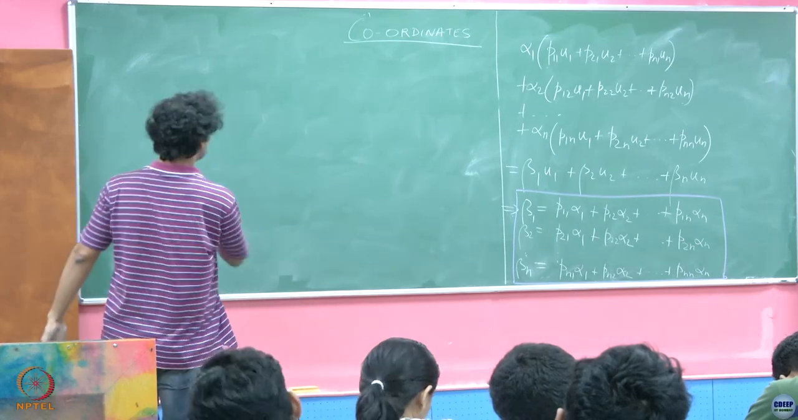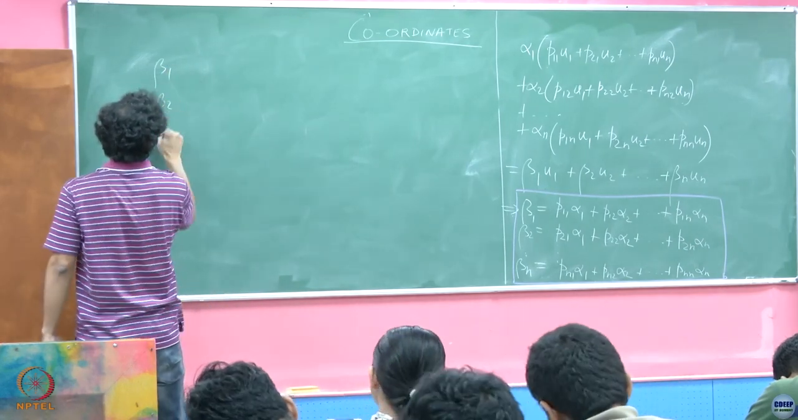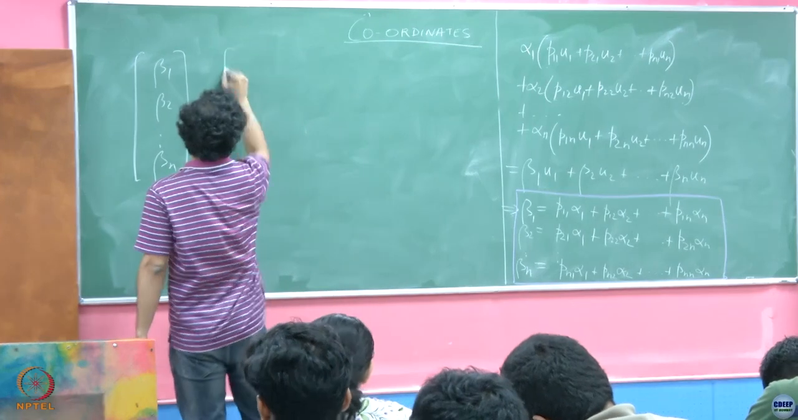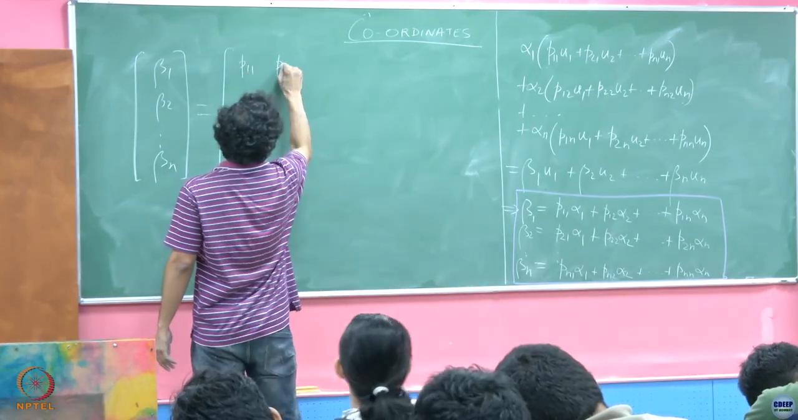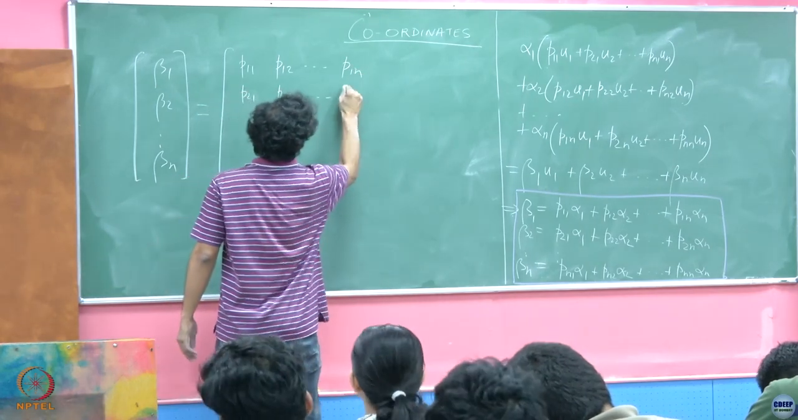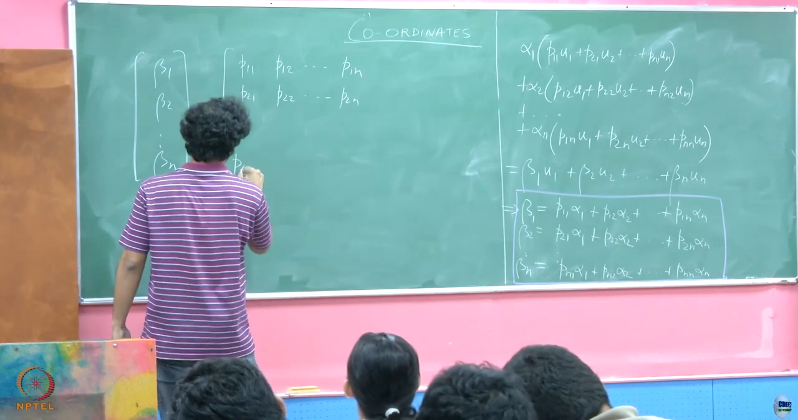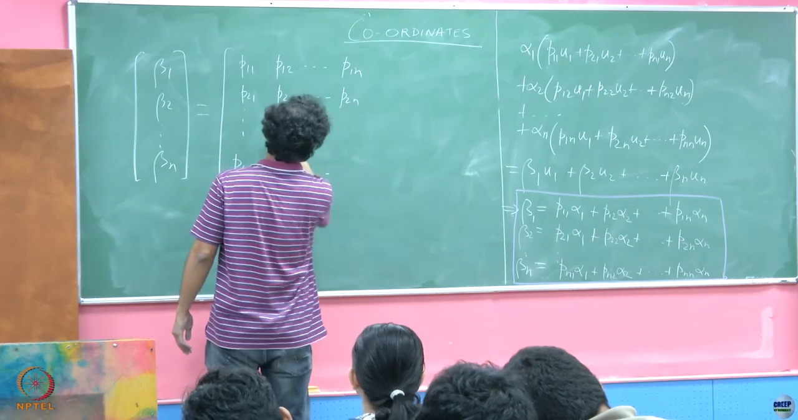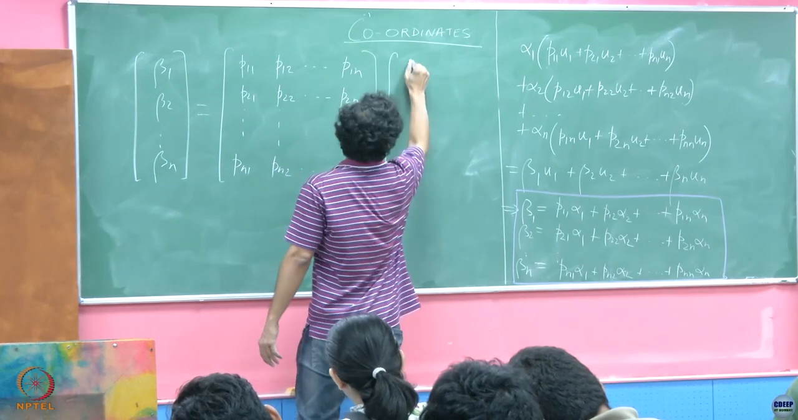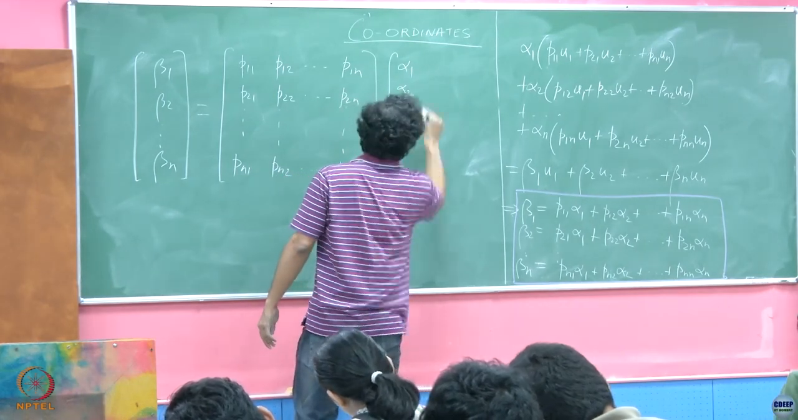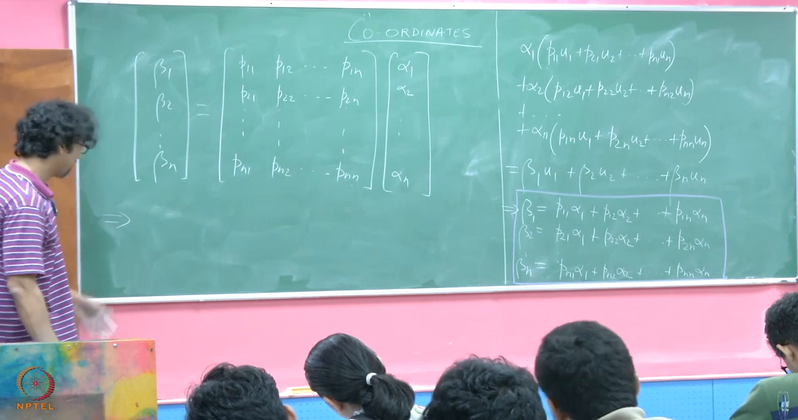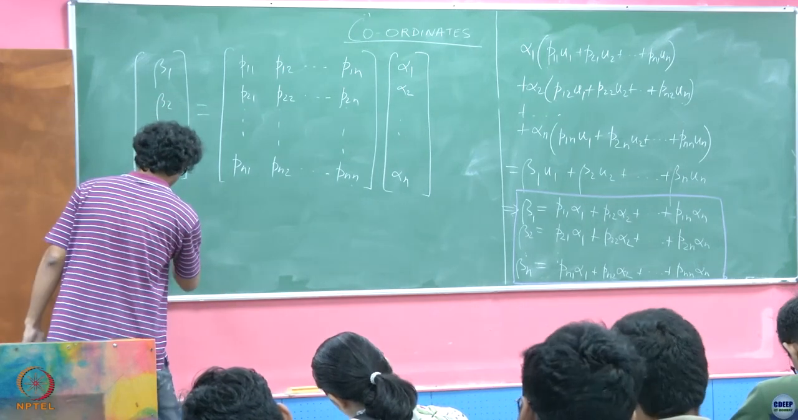So what I have then is beta 1, beta 2, till beta n is equal to the matrix with rows P 1 1, P 1 2, up to P 1 n; P 2 1, P 2 2, up to P 2 n; down to P n 1, P n 2, up to P n n, times alpha 1, alpha 2, till alpha n, which for the sake of brevity I might also write compactly. Remember what this is?